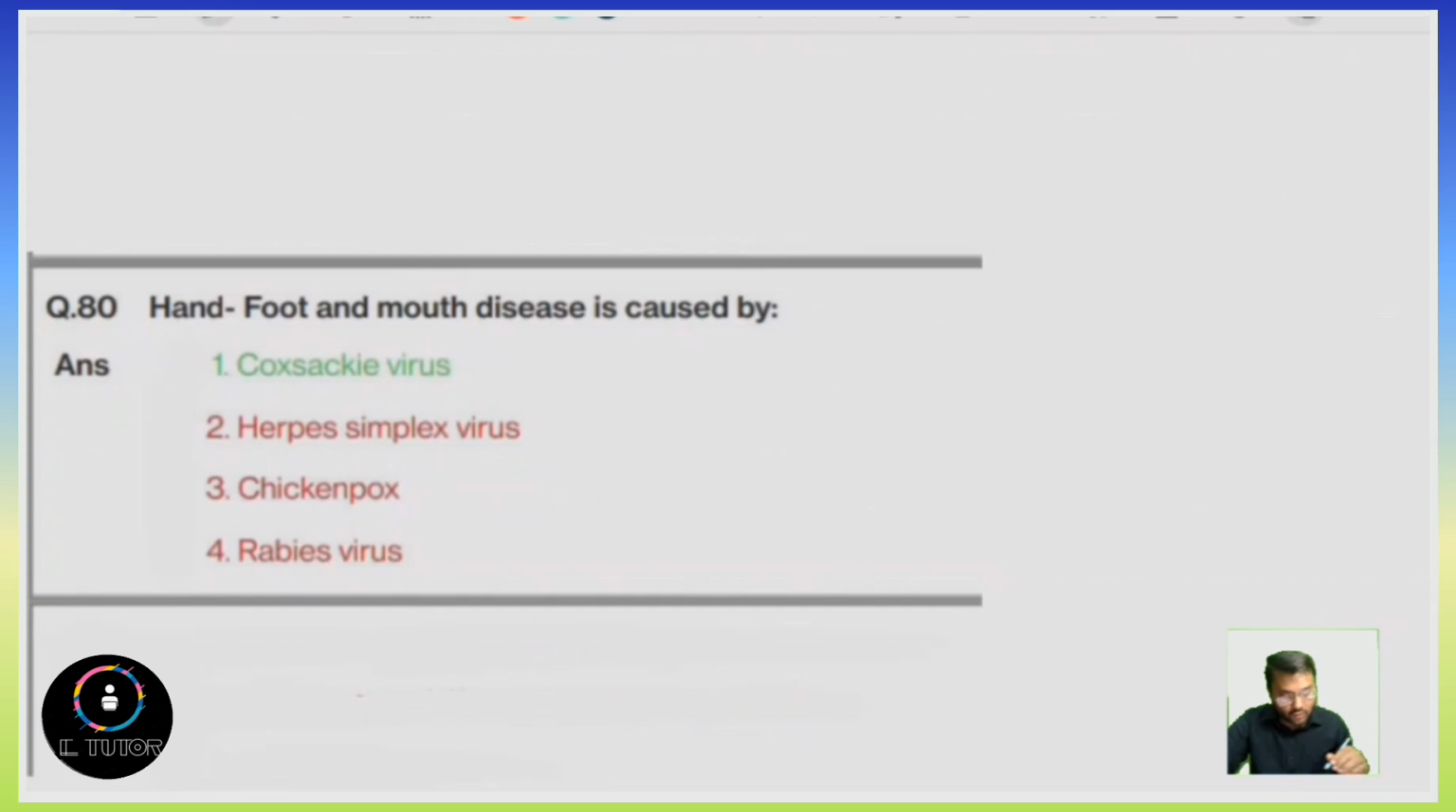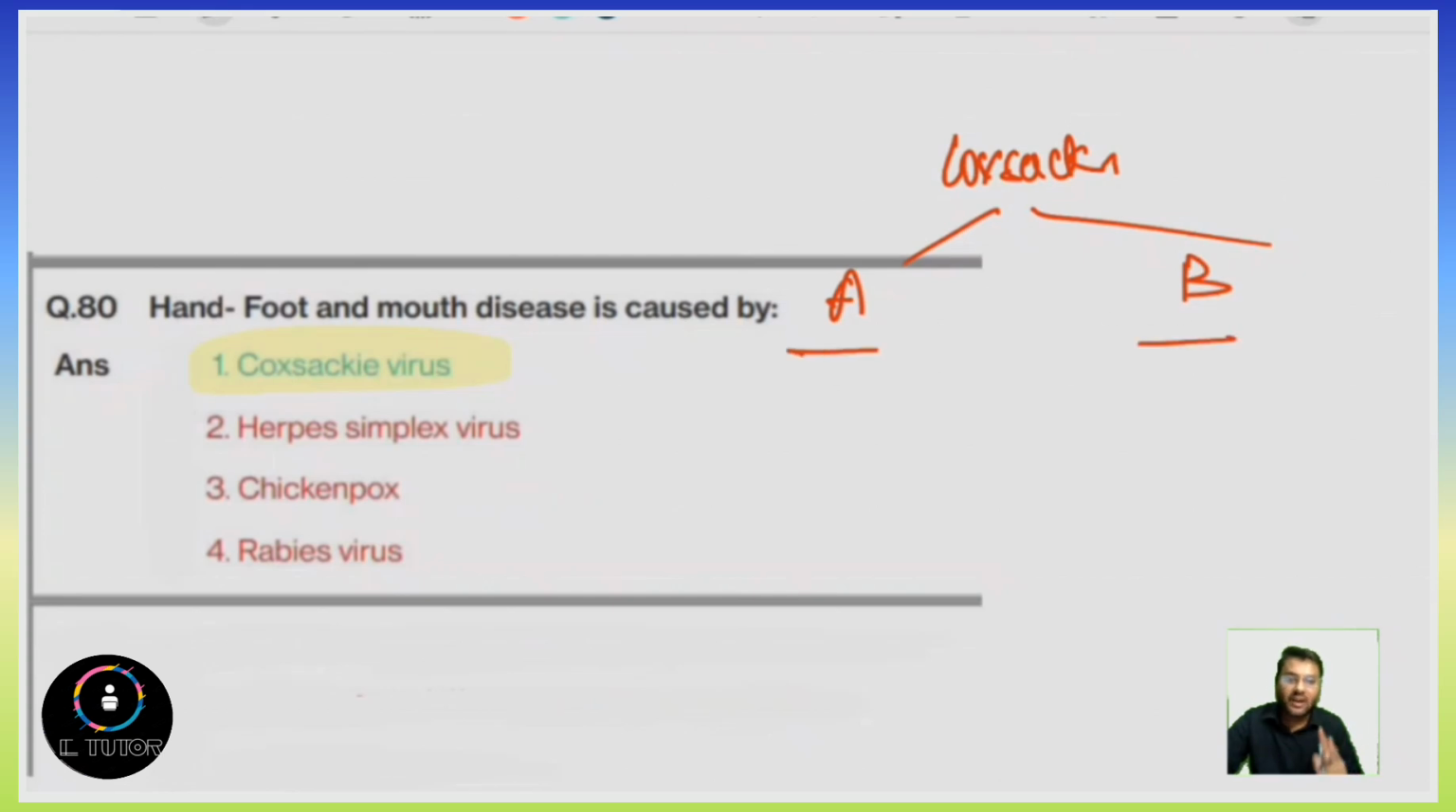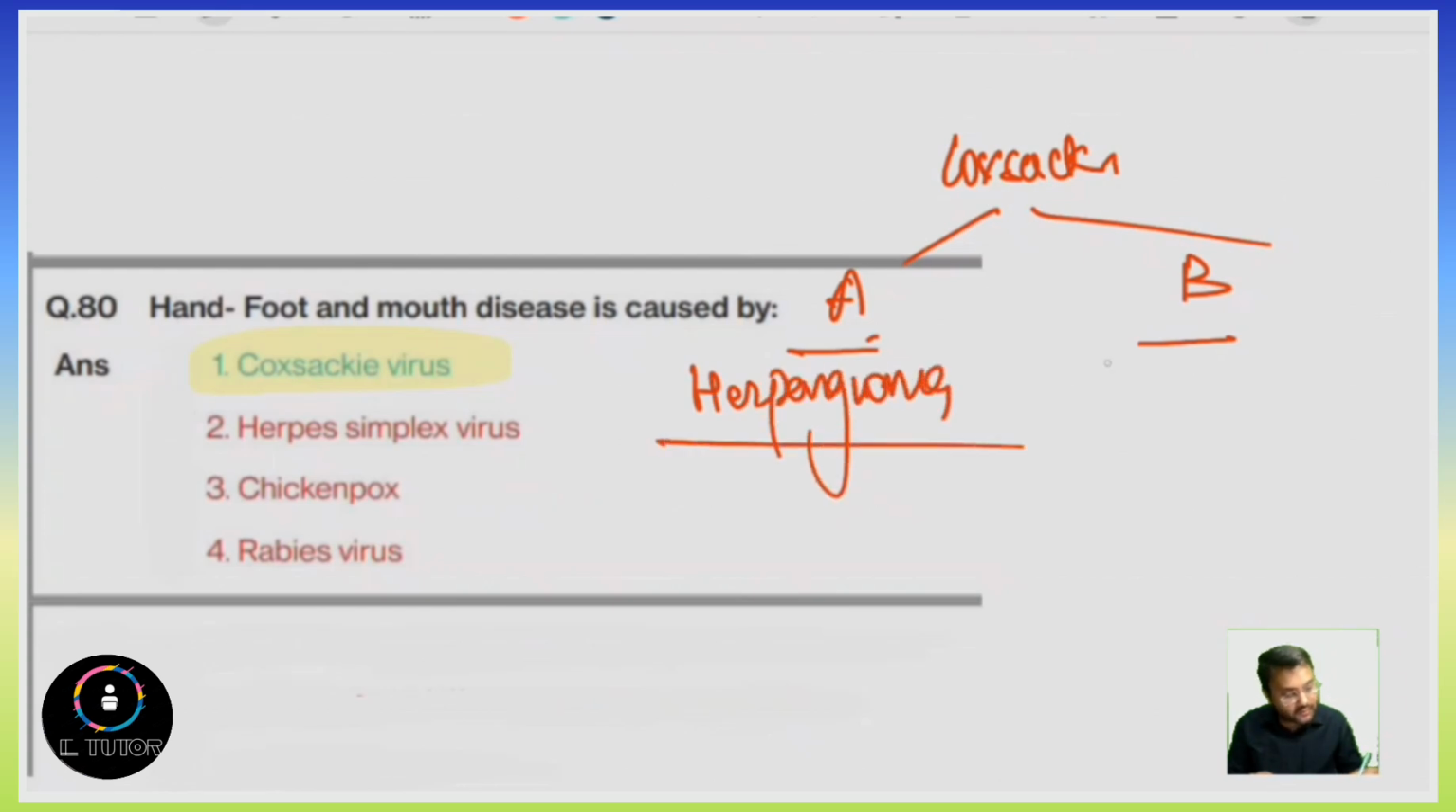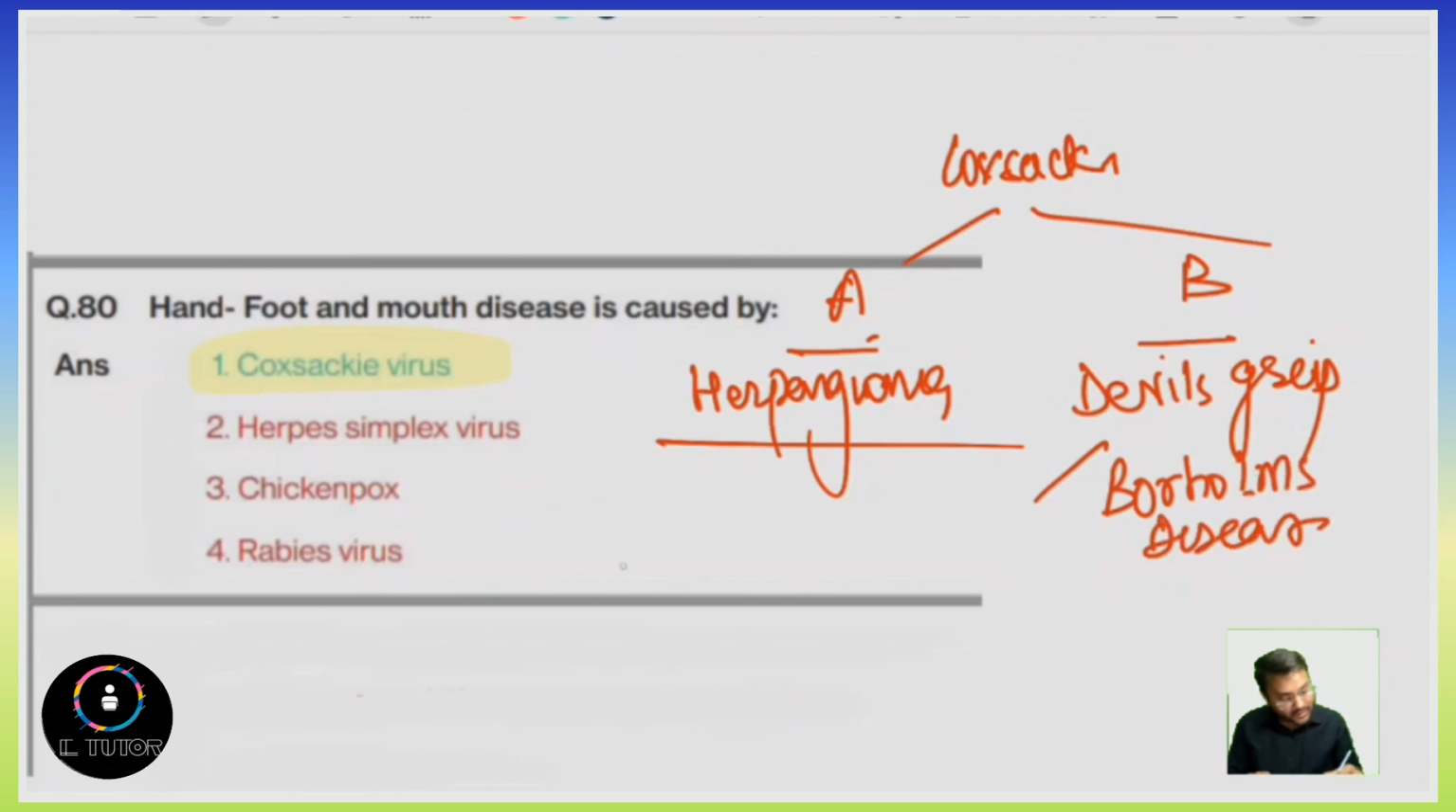Hand foot mouth disease is caused by Coxsackie virus. Now if we talk about Coxsackie virus, it can be Coxsackie virus A and Coxsackie virus B, and both will lead to hand foot mouth disease, but they also cause other diseases such as herpangina, and B will cause devil's grip or Bornholm disease. A will lead to flaccid paralysis, and B will lead to spastic paralysis.